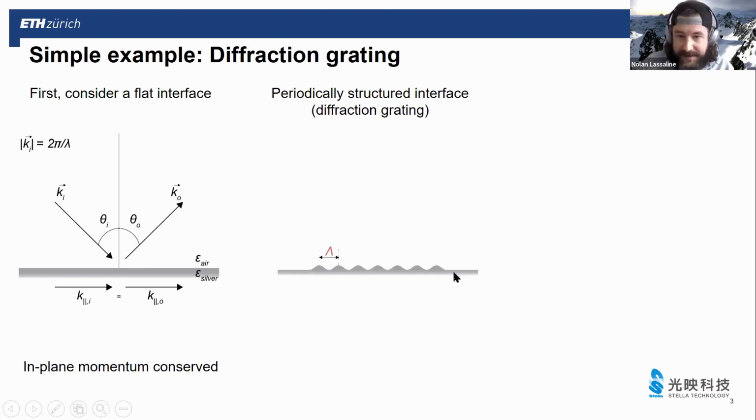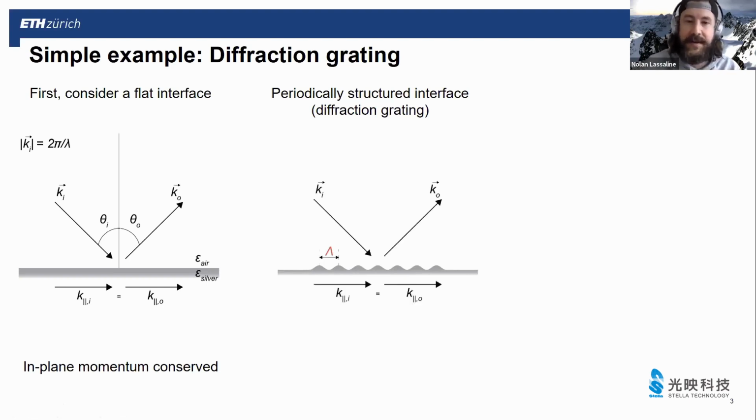So instead of having this flat surface, we now have some periodic structure with a period given by this parameter lambda. And if we shine light on such a surface, part of that light will reflect, similar to what we had in this case on the left with the mirror. But in addition to that, this diffraction grating provides in-plane momentum upon diffraction of the light from the grating.